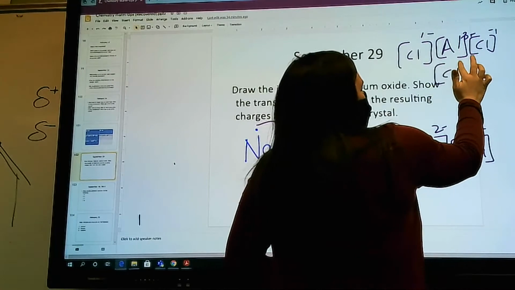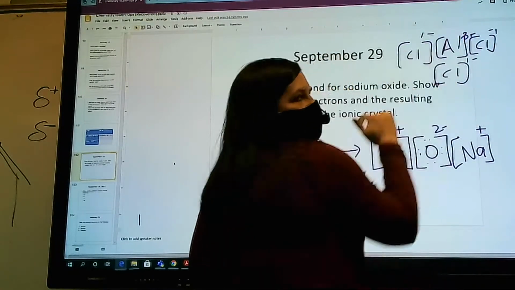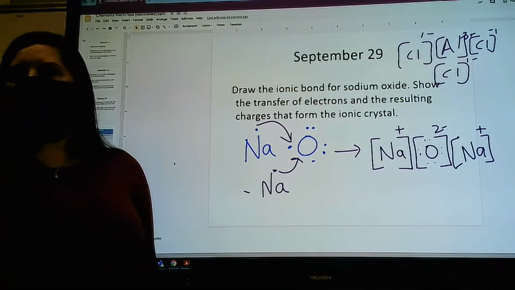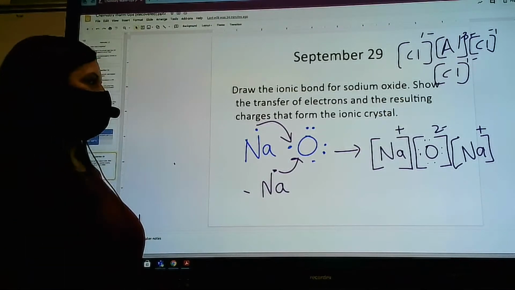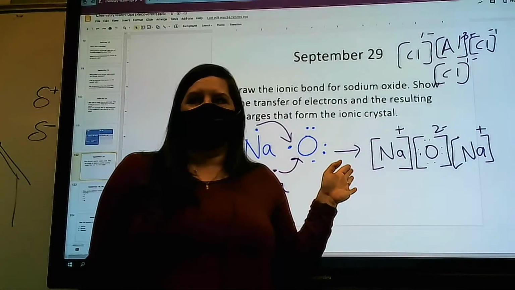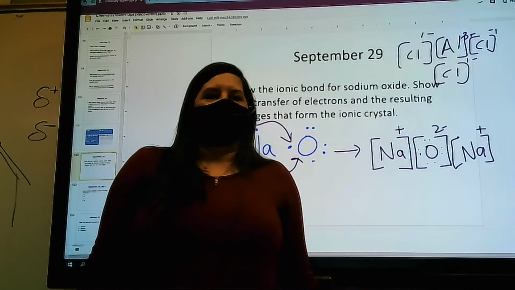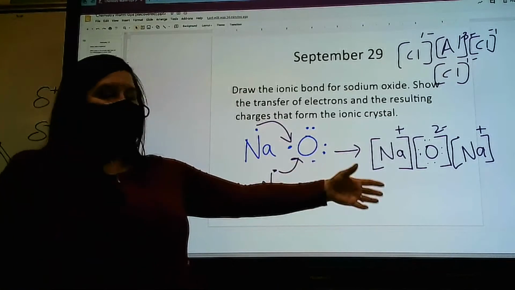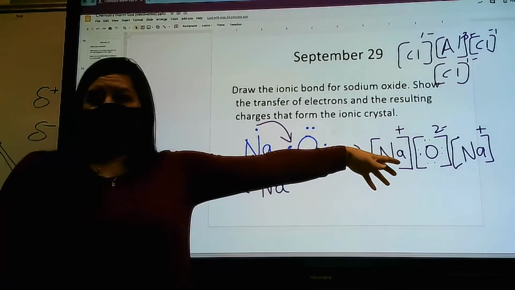And then you could use underneath it, or you could have gone above it. Does that help for those who did that yesterday? It was the last problem, I think, on the example. Do we have any questions about this? All right, perfect. So what we will do, we're going to name and formula write these today.